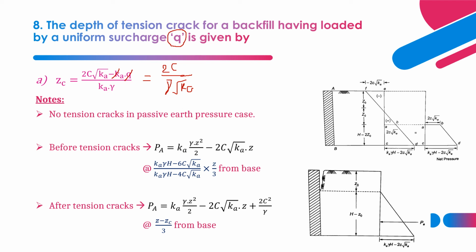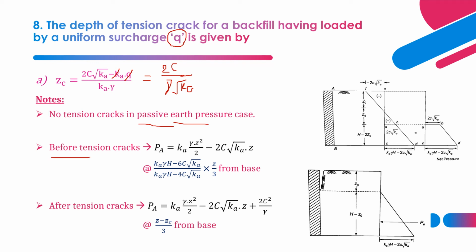There will be no tension cracks in the passive earth pressure case. This point we have already dealt with in the previous question. Only in the active earth pressure case there exists tension crack, there exists an unsupported vertical cut. But in case of passive earth pressure, that is the wall moving towards the backfill, there is no debate on tension crack formation and no condition like unsupported vertical cut, because the wall is moving towards the backfill.